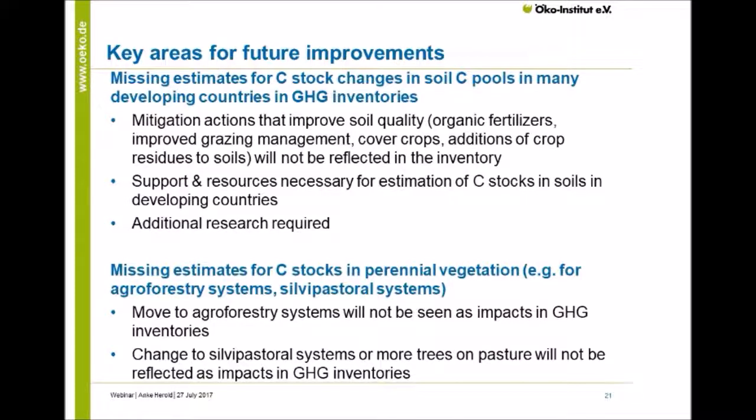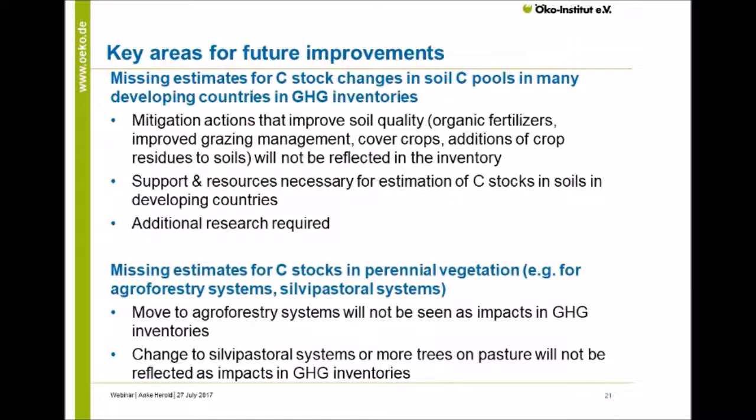We have found that often countries are missing estimates for carbon stock changes in the soil carbon pools in many developing countries in the greenhouse gas inventories. This is, of course, a major shortcoming for the agriculture sector, because many mitigation actions improve the soil quality. It could be via the use of organic fertilizer, changes in fertilization activities, improved grazing management, for example, improved pasture management, the use of cover crops, the addition of crop residues to soils. There is a very wide range of mitigation actions in the agricultural sector that impact soil carbon stock pools and that are then not reflected in the inventory.